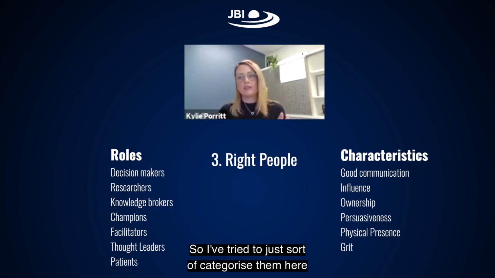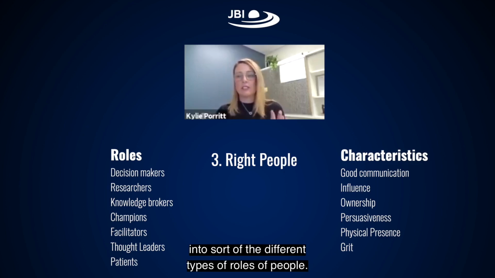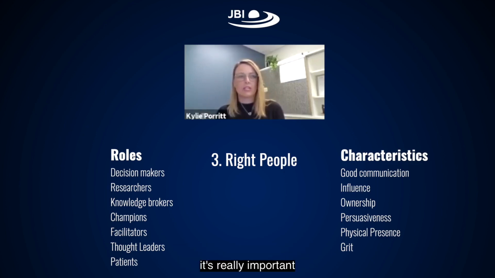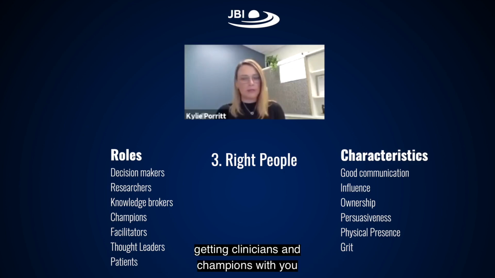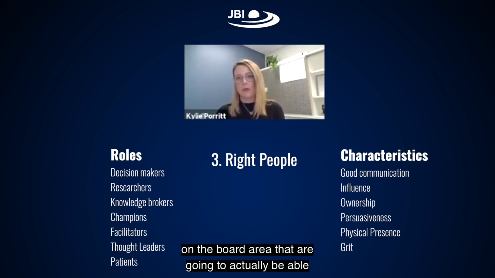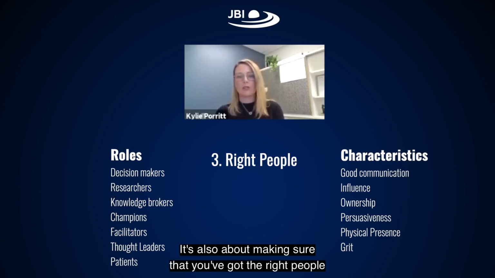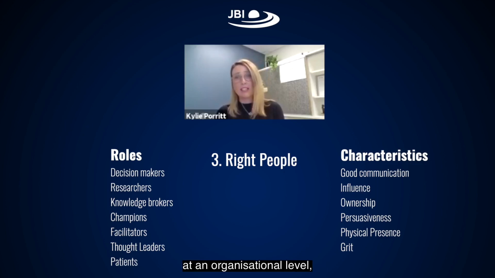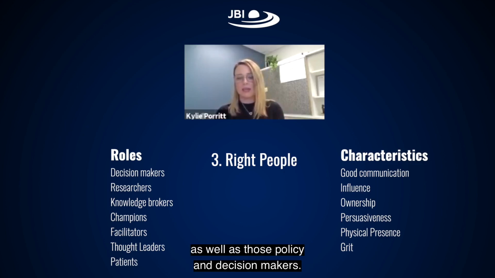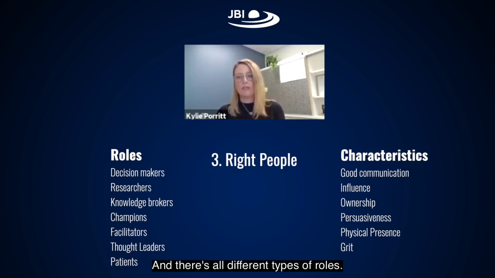So I've tried to categorize them here into the different types of roles of people. And really, when you're doing an implementation project, it's really important that you involve people at all different levels. So this is at the local level, you're getting clinicians and champions with you on the ward area that are going to actually be able to engage and really be a champion for you on this project. It's also about making sure that you've got the right people at an organisational level, as well as those policy and decision makers.